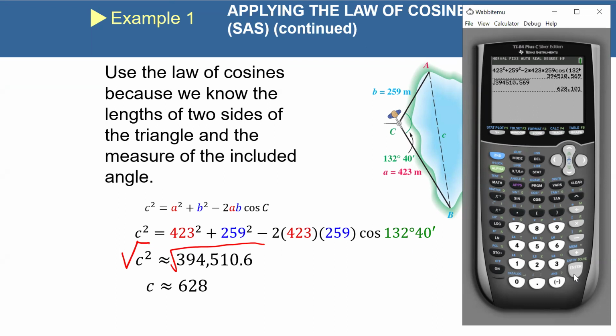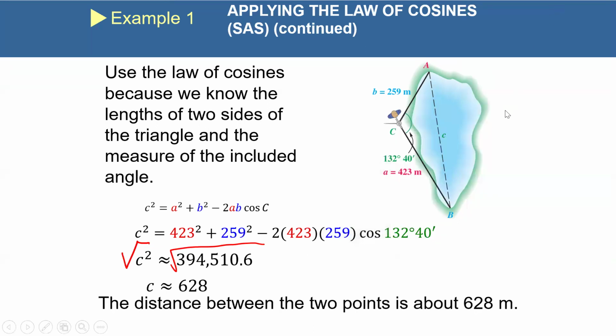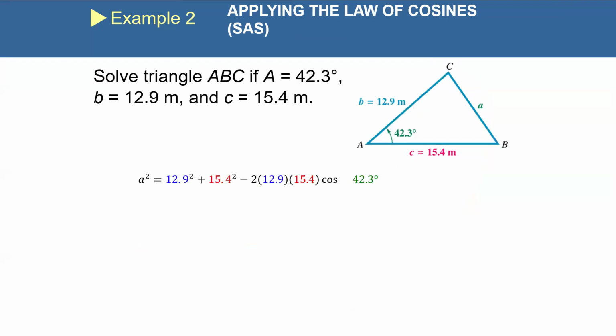Okay. So far, law of cosines, chilling. And then we take the square root. Now, this is when you're looking for the side. I repeat, we found a side.